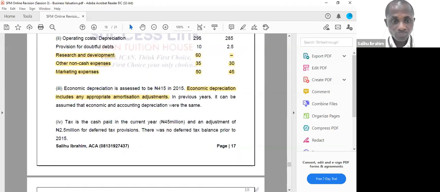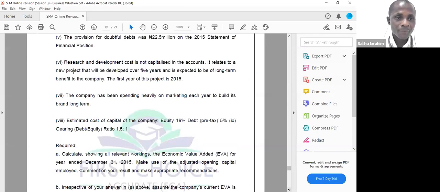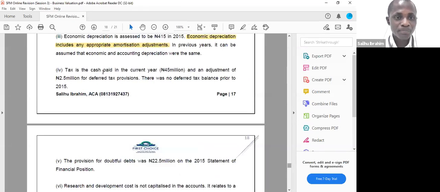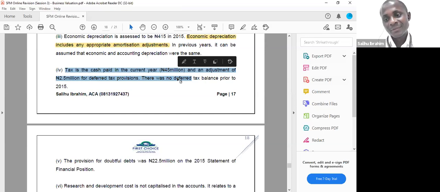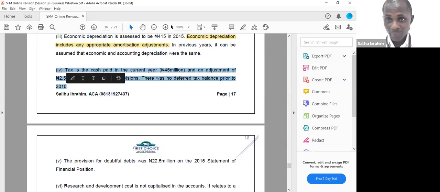Where do we have that information? This information here. Okay, tax is the cash paid in the current year, which is 45 million. So the moment you see tax in the additional information, please go by the one in the additional information. You know that I'm stressing it, Nabi.